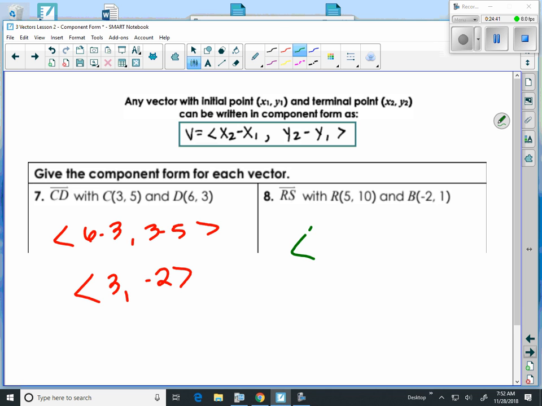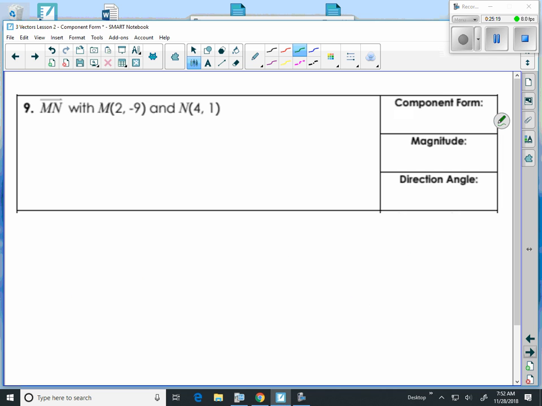All right, so here we have negative 2 minus 5 and 1 minus 10. So your x's, x2 minus x1, y2 minus y1, and negative 7 comma negative 9. Okay, questions on finding the component form? Alrighty, let's keep moving.